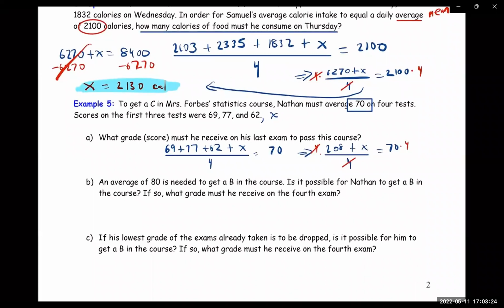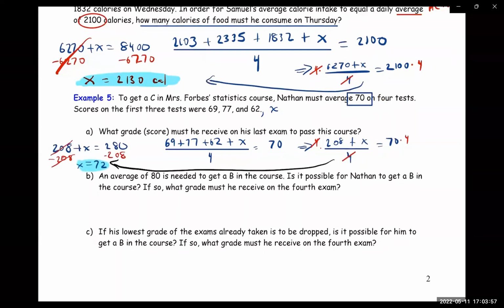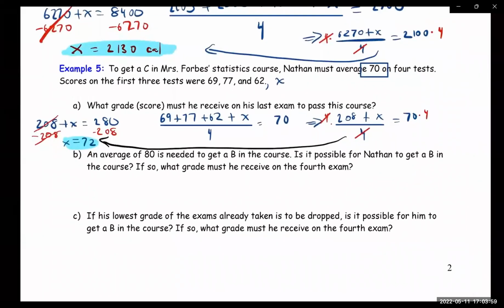And now I'm going to have to write this over here again. 208 plus X equals 70 times 4, which is 280. And now the last step is to subtract 208 from both sides of the equation. And that's how we end up with our final answer, which is a score of 72. So he needs to get a 72 on the 4th exam in order to pull off a 70% so that he can get a C in the class. All right, so that's how you would figure that out.